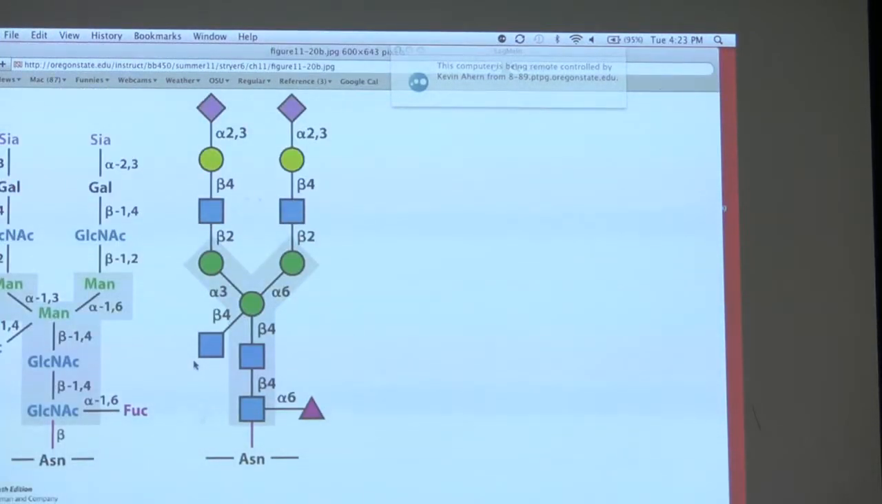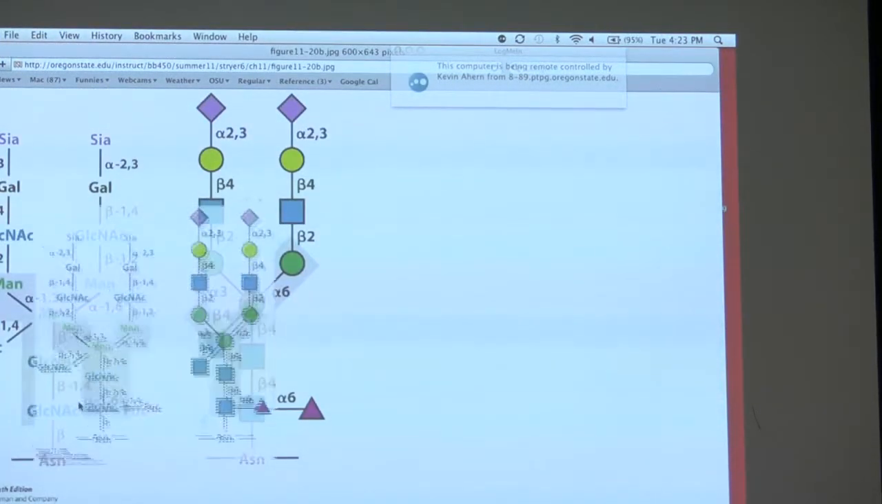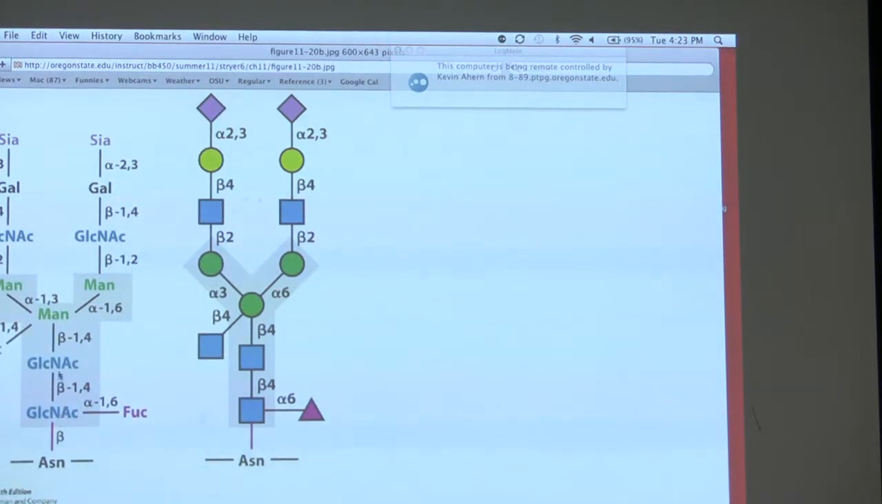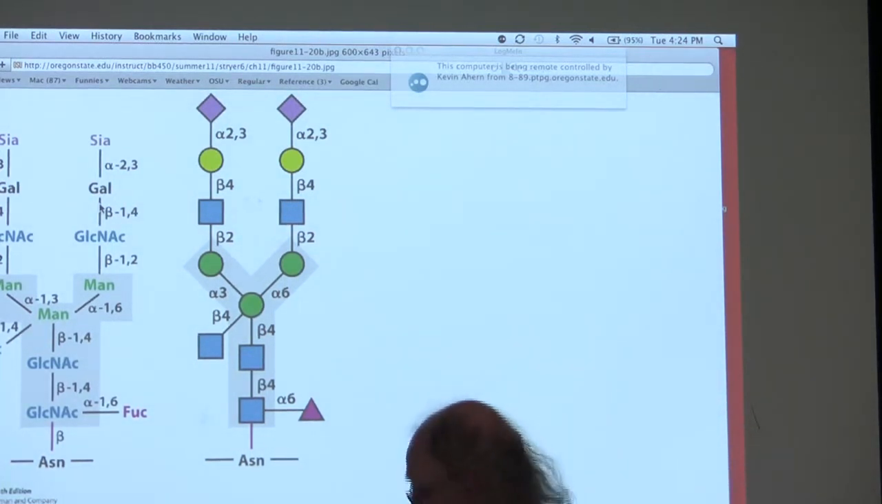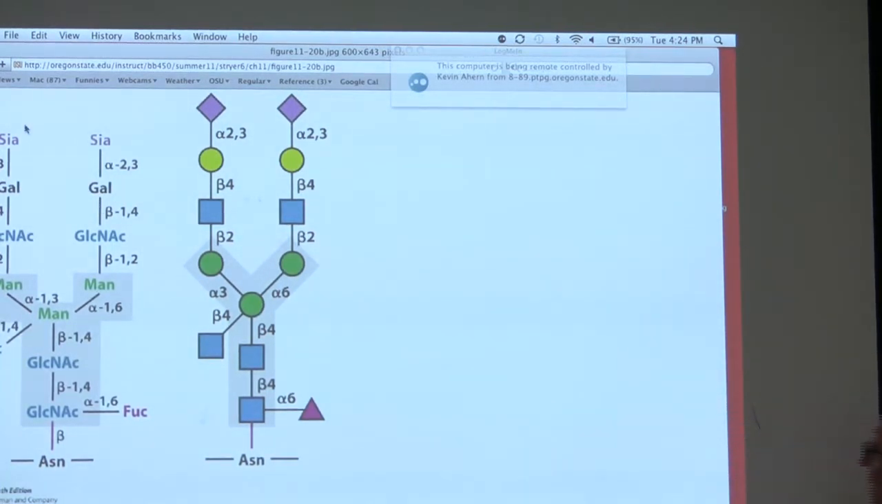Okay, here's a more complicated one. Again, we see the common core. There are the N-acetyl groups. There are the mannose groups. We see things coming out down here that are different. We see things going up here that are different. And we start seeing that there can be quite a bit of diversity between many different glycoproteins. But again, they all have that same common core that we saw in the other one.